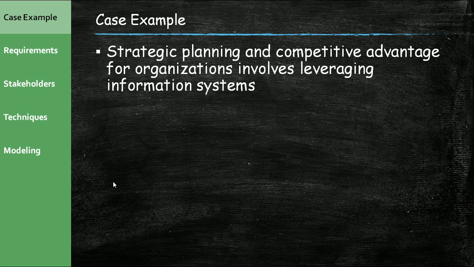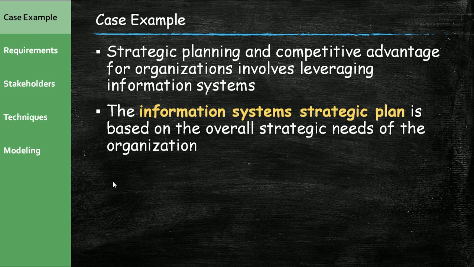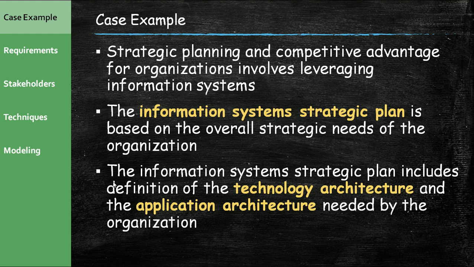So first, they have some strategic planning to do, which helps them gain a competitive advantage. So they're thinking about the future. What can we do to improve? Our book talks a little bit about what an information system strategic plan is, which is basically the overall strategic needs of the organization. So in other words, the information system strategic plan is how to plan for better systems to support the business functions or the core business.